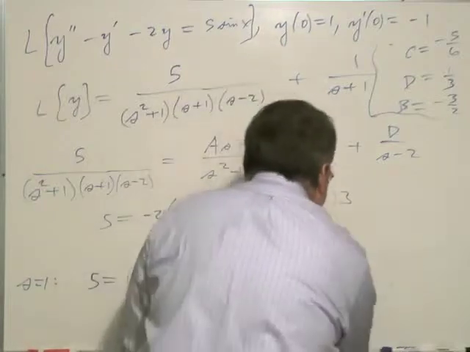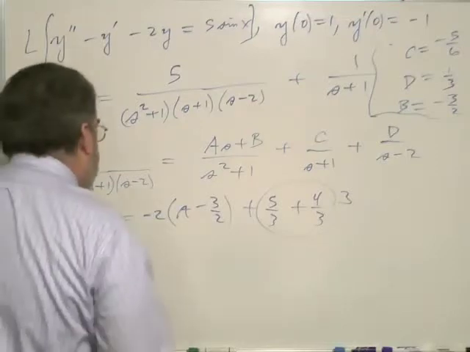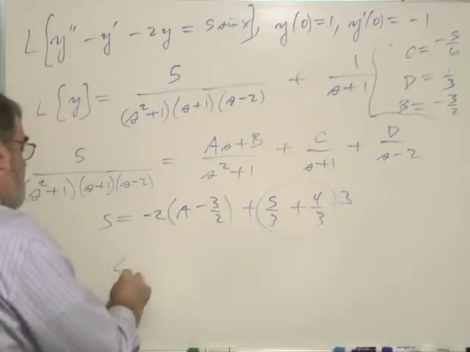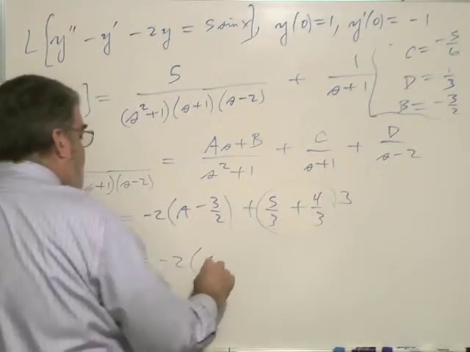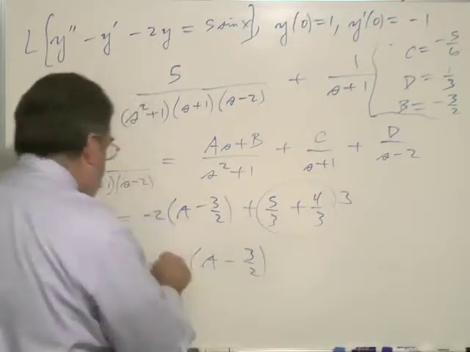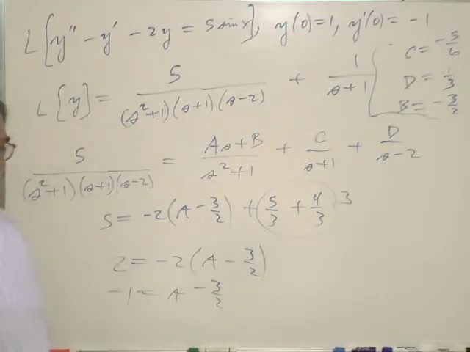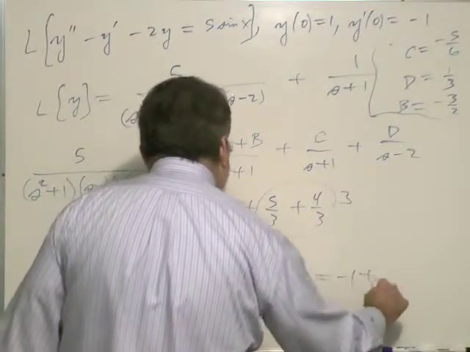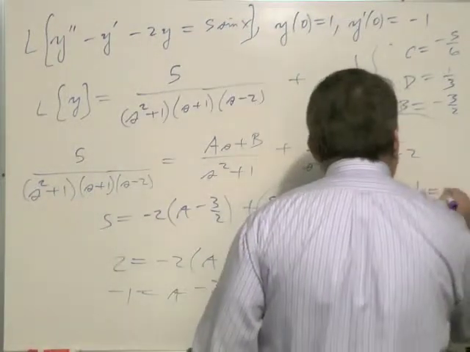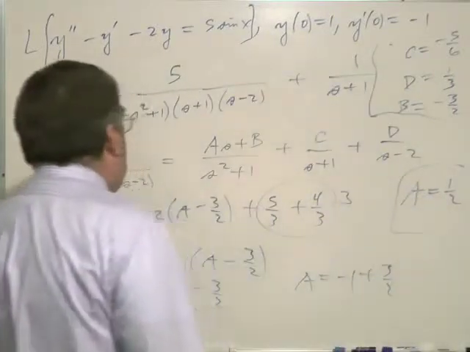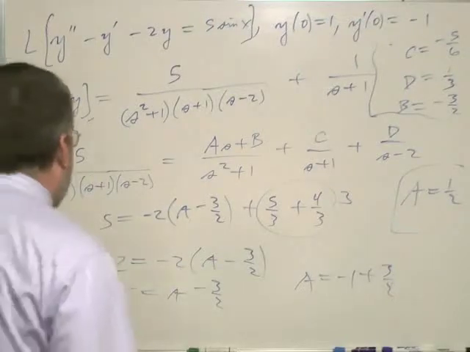So let me erase here. I subtract this 3, so 2 equals negative 2, parentheses a minus 3/2. If I divide by negative 2, I've got minus 1 equals a minus 3/2. So a would equal minus 1 plus 3/2, which is 1/2. So a is equal to 1/2. All right. Well, now I think we can write out our Laplace problem here.